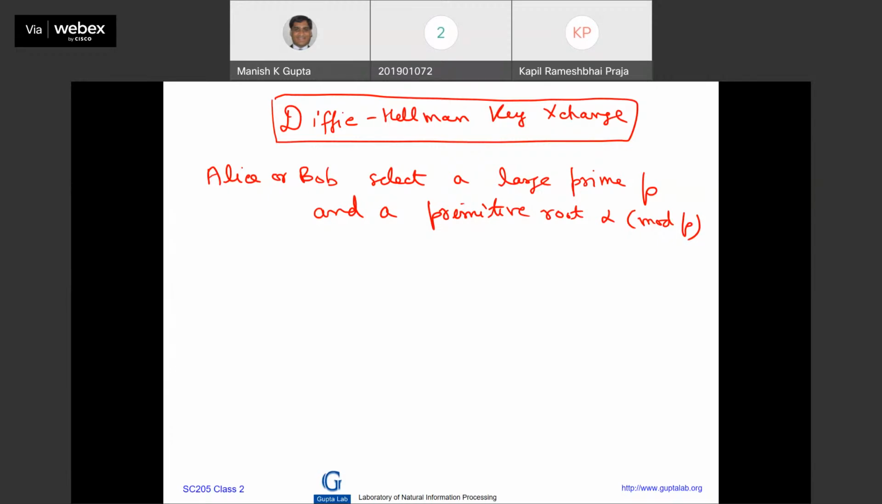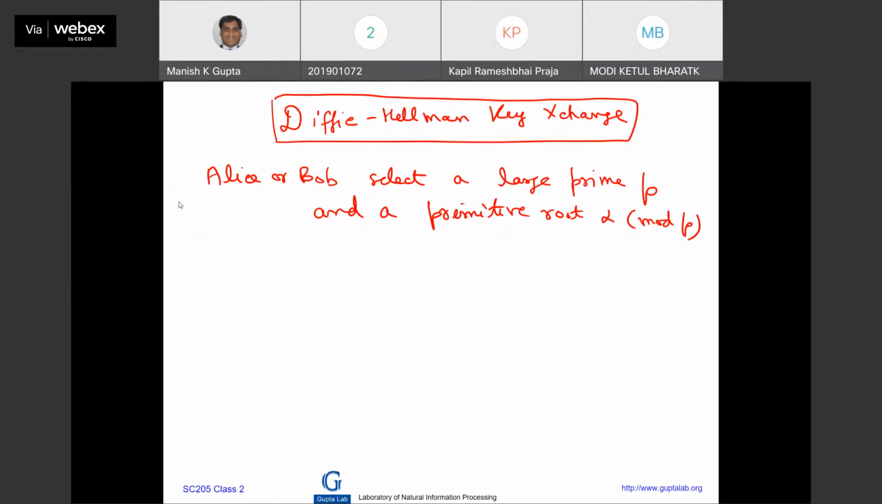Now what do you do? This is step 1 actually. Alice and Bob select a large prime P and a primitive root alpha. Both P and alpha are public, so it is public data. You can make these two things public.